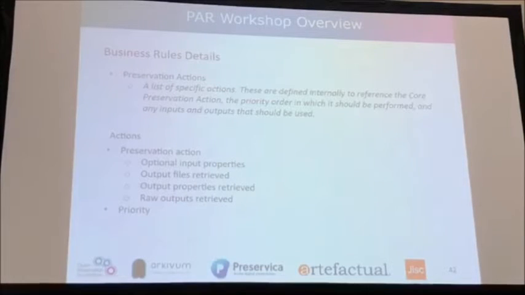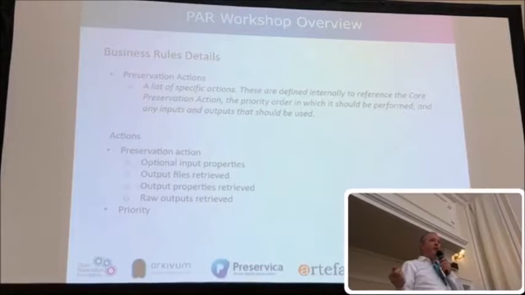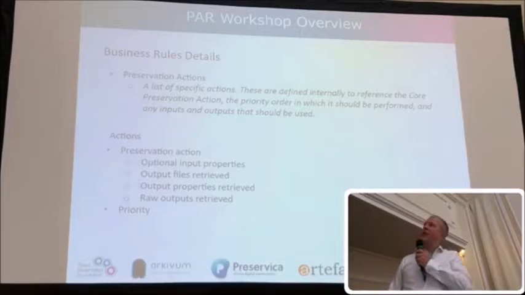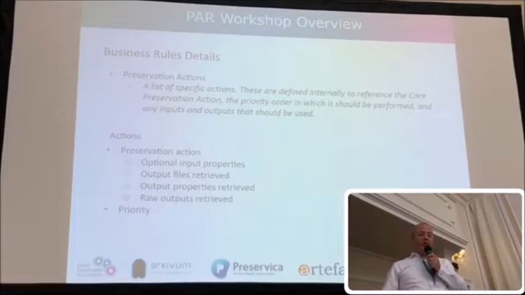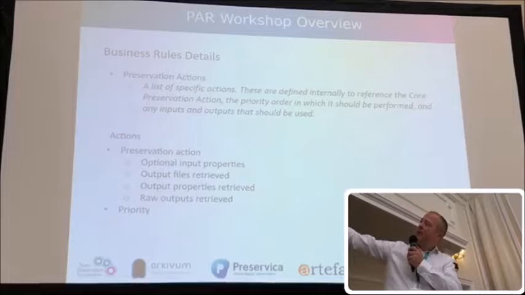And then we have the idea within the business rule that you tie it to specific preservation actions. Of course, the next entity I'll describe will make this a little bit clearer. But you can have one or more preservation actions that are related to this business rule. You would put them in a list, essentially, saying here's all my preservation actions. And for each preservation action, you can define these properties.